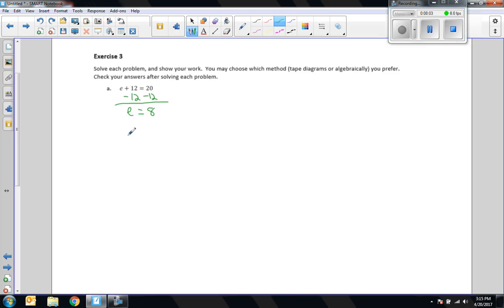And then check my solution. Plug in 8 for E. 8 plus 12 equals 20. 8 plus 12 is 20. 20 equals 20. That is true.